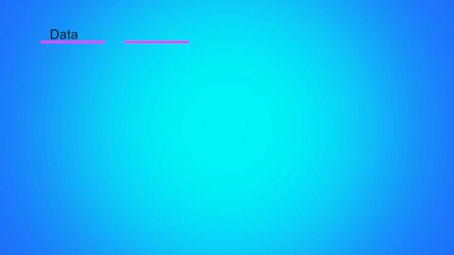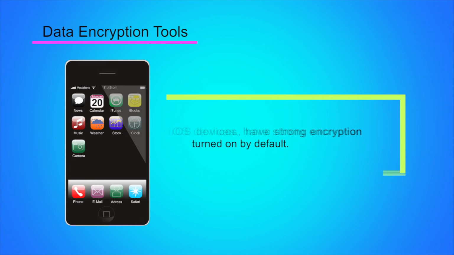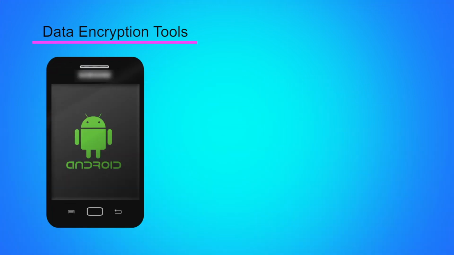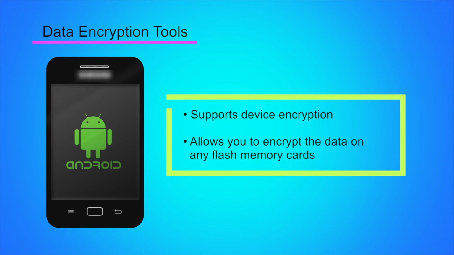We will first discuss data encryption tools. Recent iOS devices have a strong encryption turned on by default as long as you set a strong passcode. Android supports device encryption as well, and you should enable it. Android also allows you to encrypt the data on any flash memory card such as micro SD cards if you use them.